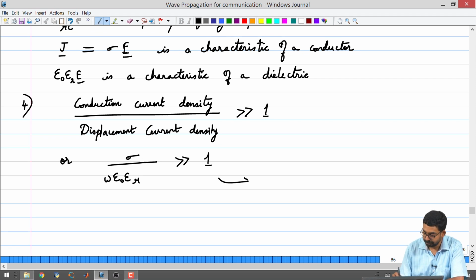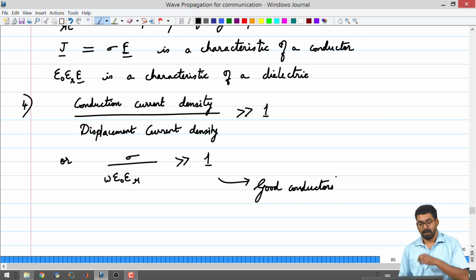Okay. So, if sigma divided by omega epsilon naught epsilon r is much greater than 1, we call it a good conductor, all right. Now, there is a small detail that we have to notice over here, it is not a very big thing, but there is a small detail. Sigma greater than 1 does not automatically qualify for being a good conductor in these cases. You have to take sigma divided by omega epsilon naught epsilon r, and that has to be much greater than 1. Okay. So, the ratio is more important, all right.